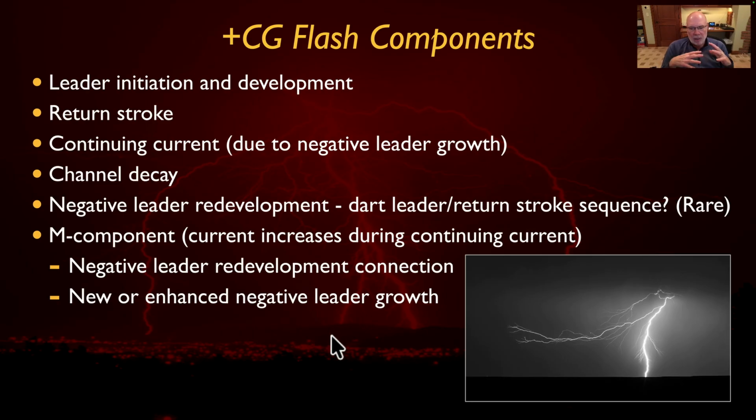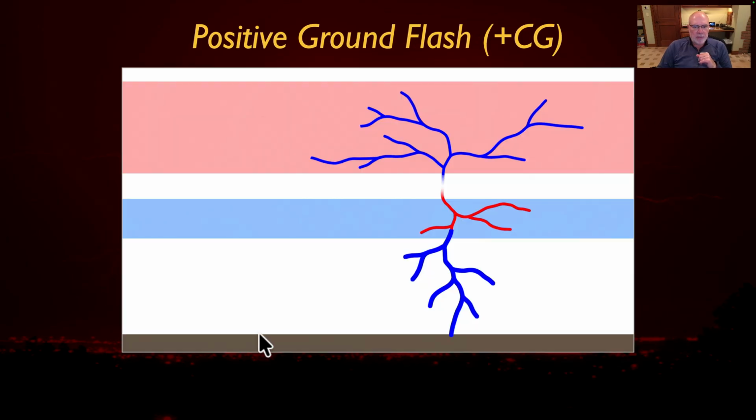I've only captured a handful of multi-stroke positive CG flashes myself. What you can get is M component activity, and again, that's due to the negative leader growth, but it's, again, redevelopment on negative leader branches. So let's look at that.